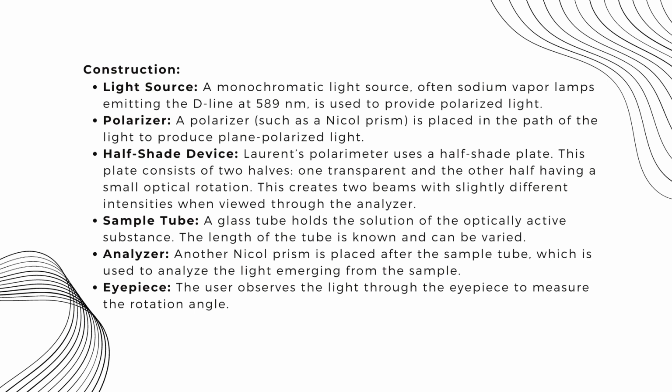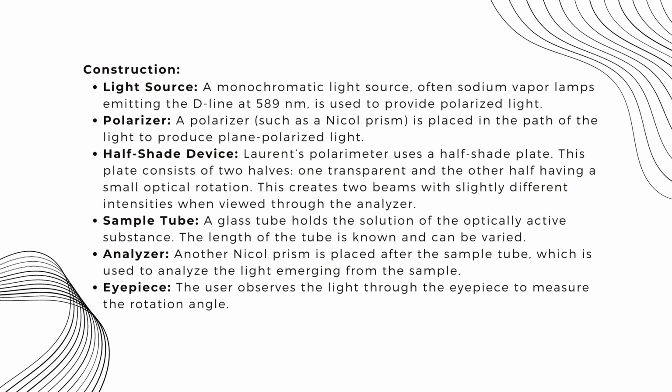This plate consists of two halves, one transparent and the other having a small optical rotation. This creates two beams with slightly different intensities when viewed through the analyzer. Sample tube: a glass tube holds the solution of the optically active substance. The length of the tube is known and can be varied.